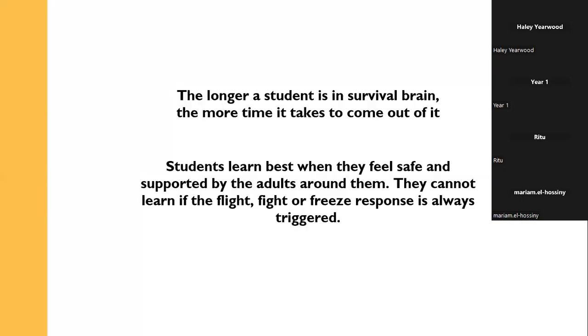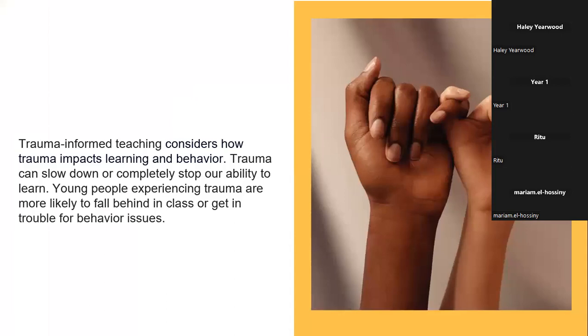So if one of those things triggers the survival brain, and then they are more impacted as time goes on, the longer a student is in survival brain, the more time it takes to come out of it. So students feel best when they feel safe and they're supported by the adults around them. They can't learn if fight, flight, or freeze is always triggered in them. So trauma-informed teaching considers how trauma impacts learning and behavior, and trauma can slow down or completely stop our ability to learn. So young people experiencing trauma are more likely to fall behind in class or get in trouble for behavior issues.